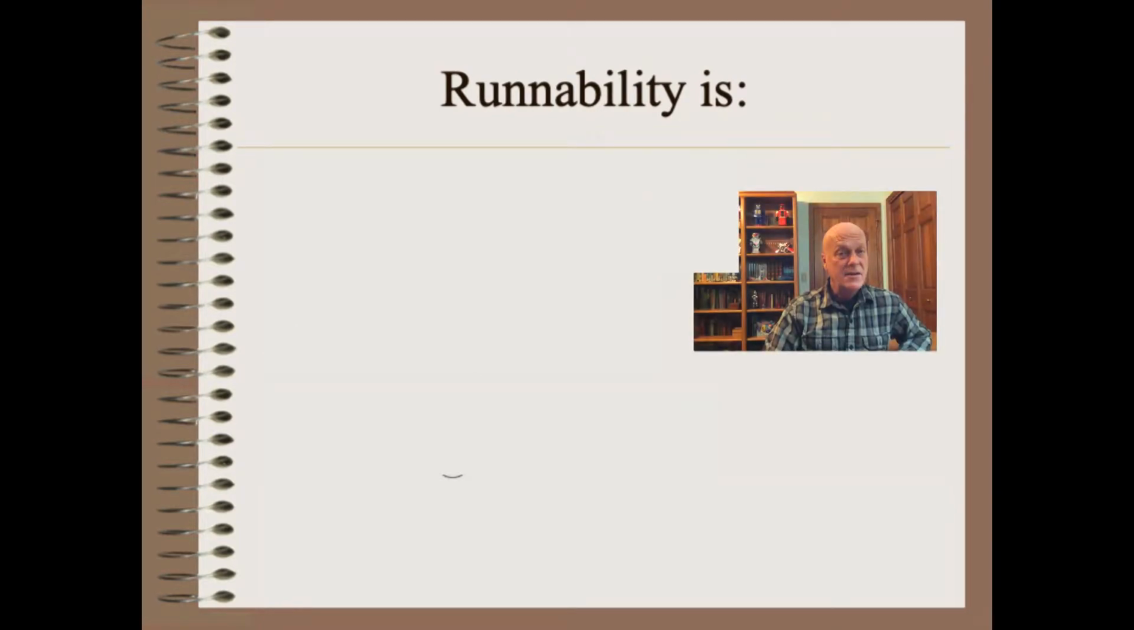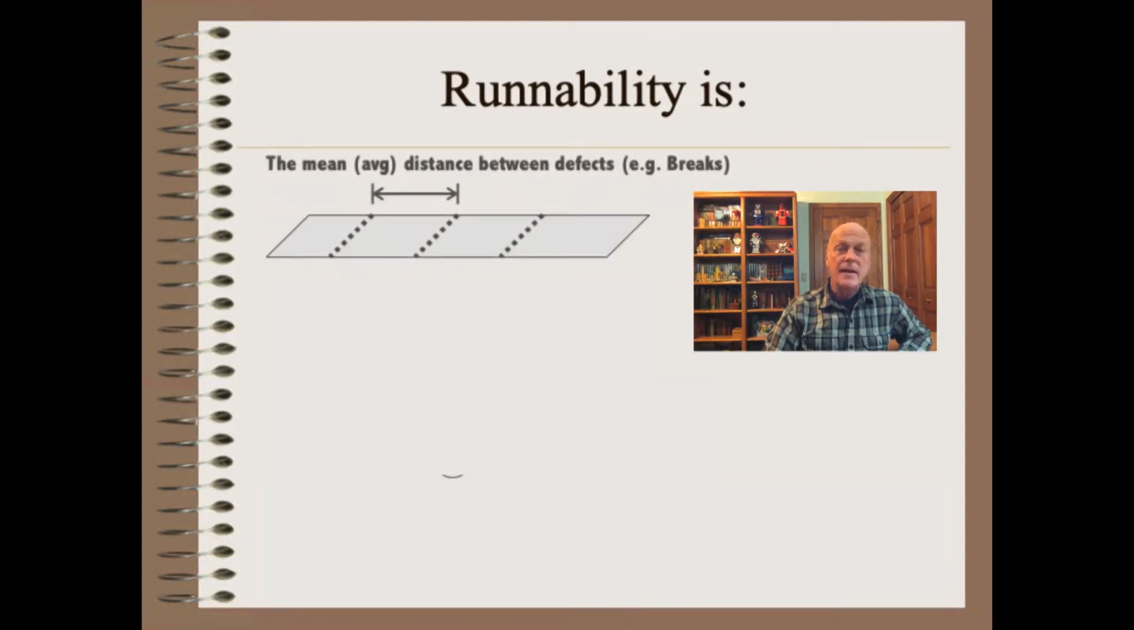It is good to begin with a super careful definition. Runnability is defined as the mean or average distance between defects or troubles, or, in this case, web breaks. This distance can be expressed in different ways, depending on what is most convenient. This distance could be length, such as meters or yards. It also could be time, such as hours or days.